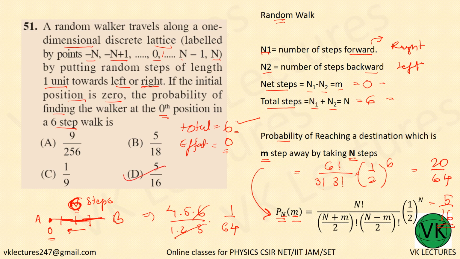Please remember this formula from this question. The probability of reaching the destination which is m steps away by taking N steps is N factorial by (N plus m)/2 factorial into (N minus m)/2 factorial into (1/2) to the power N. When m equals 0, this probability is maximum.